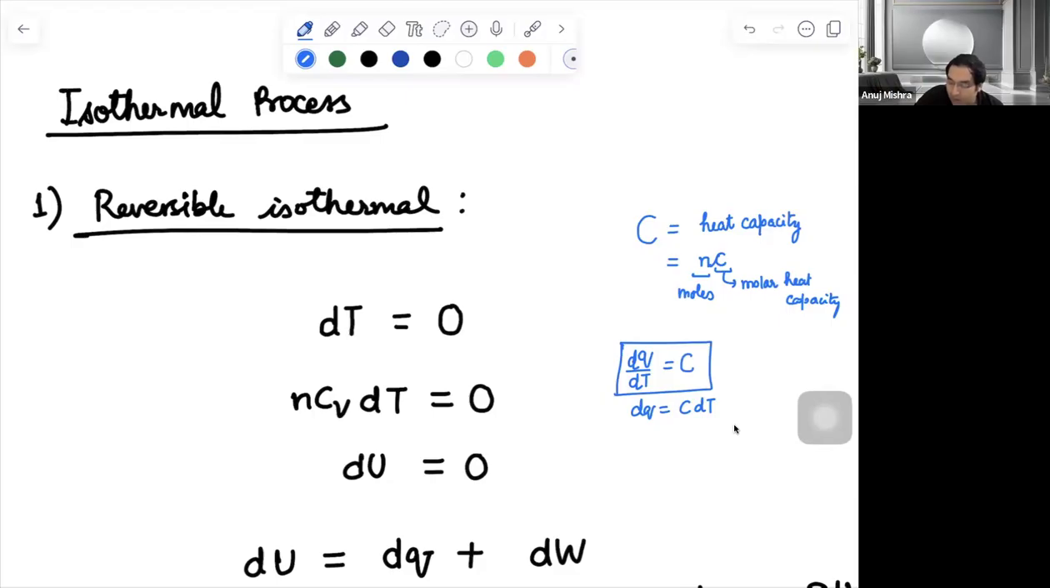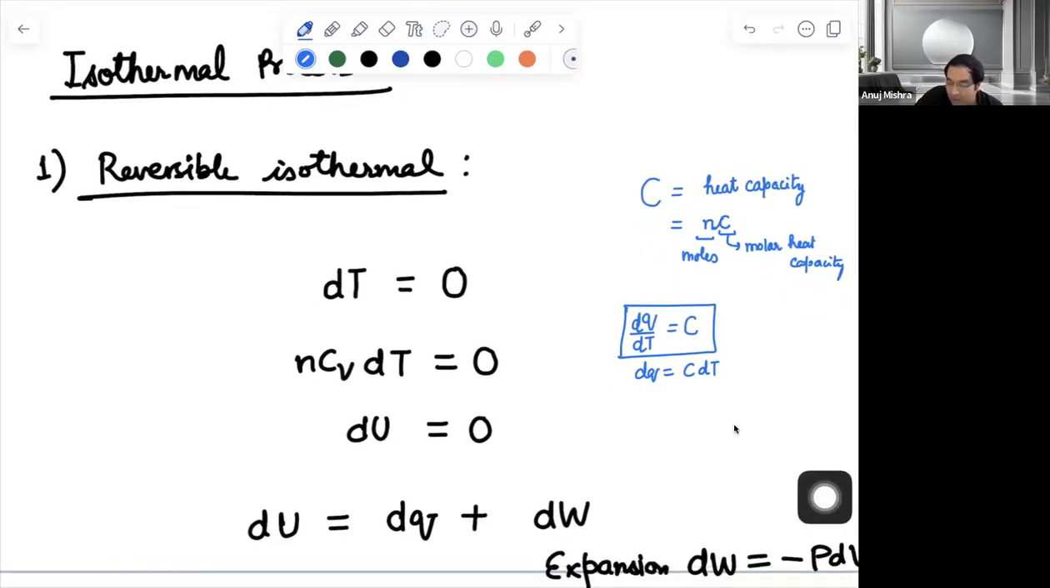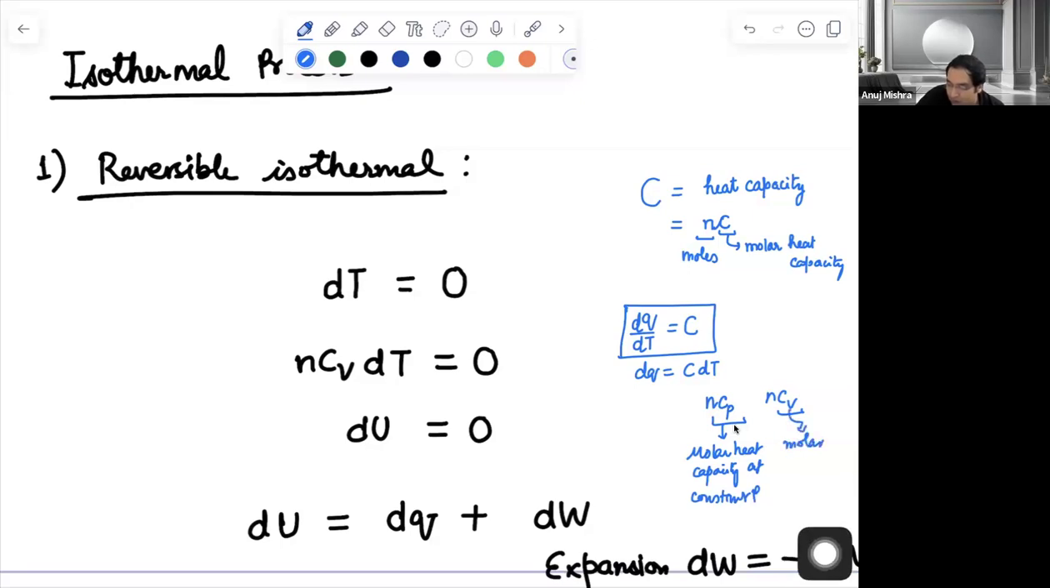All right. Now remember, when dQ upon dT is C, this C can be n times small c, and this n times small c can be nCp or nCv, where respectively these are molar heat capacity at constant pressure, and Cv is molar heat capacity at constant volume. Shall we note it down? And Cp minus Cv comes out as R for an ideal gas. Is it okay?